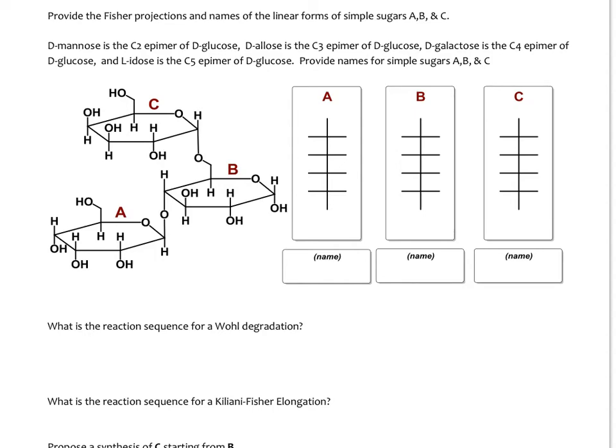Page 5 of practice exam 3. Provide the Fisher projections and names of the linear forms of simple sugars A, B, and C. And we're given the epimer data for the different names of monosaccharides.